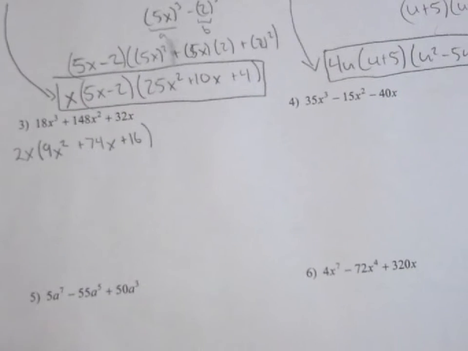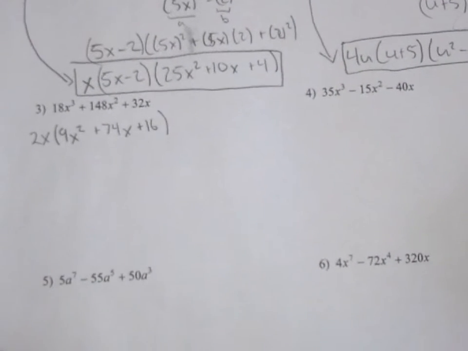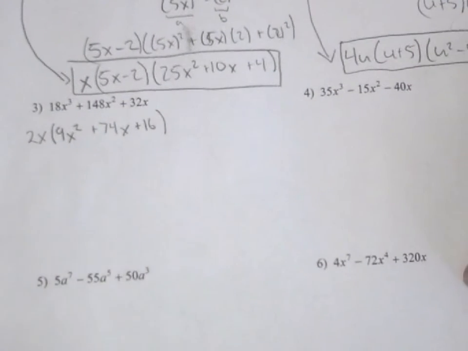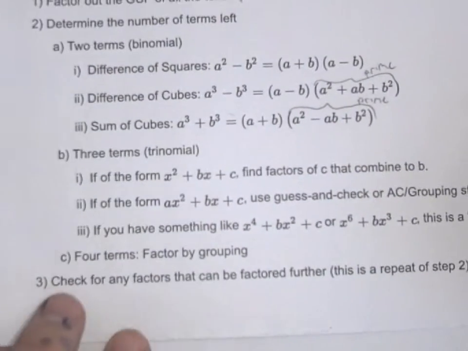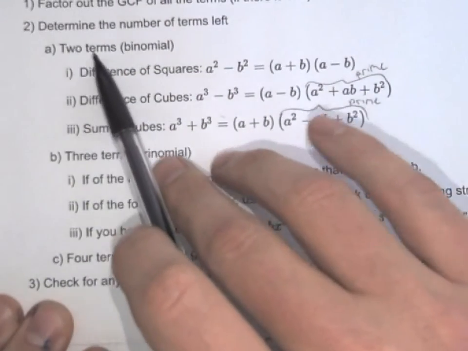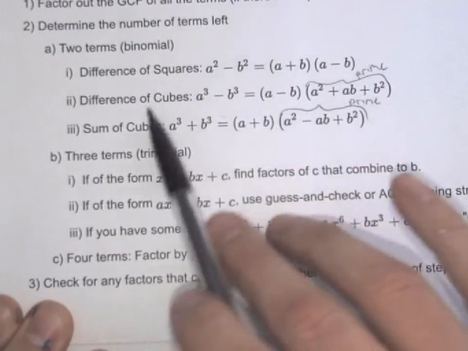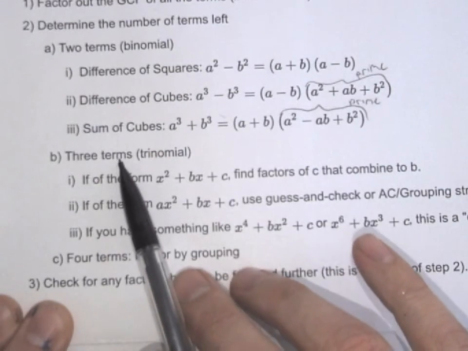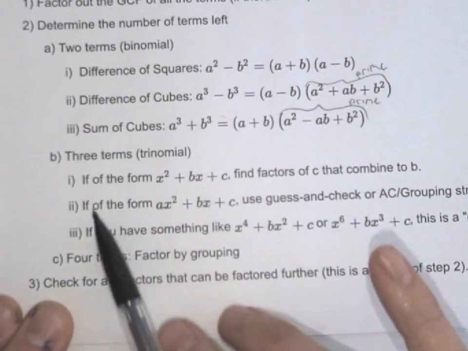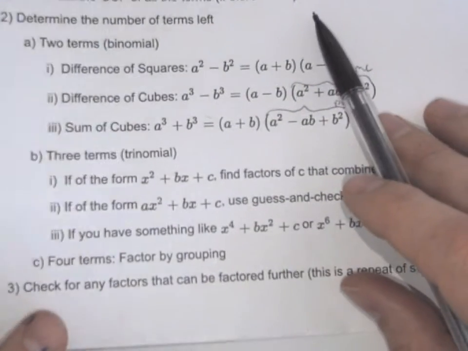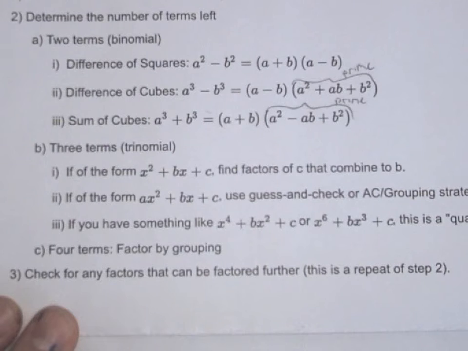Okay. Now step 2 is to see what's left, right? What do we have left over? So we look at our list and we're like, okay, step 2, we don't have 2 terms, so we're not going to use any of these strategies. We're just going to skip right over those and go to the next one, 3 terms. So since we don't have 4 terms or 2 terms, this is where we're focusing our attention. And we have to figure out, okay, what kind of 3-term polynomial do we have?